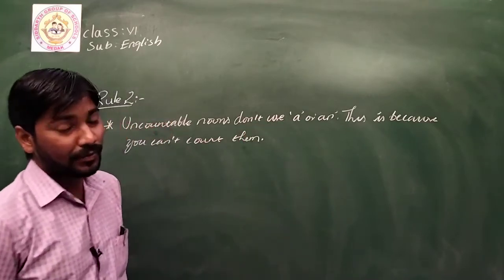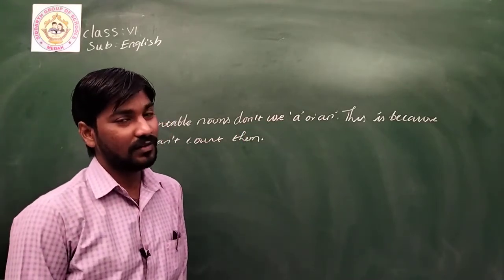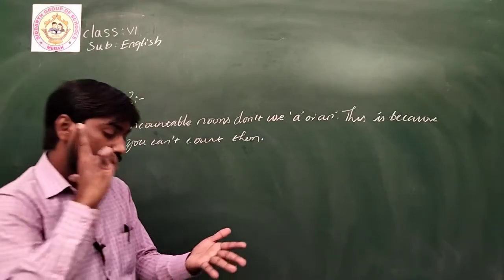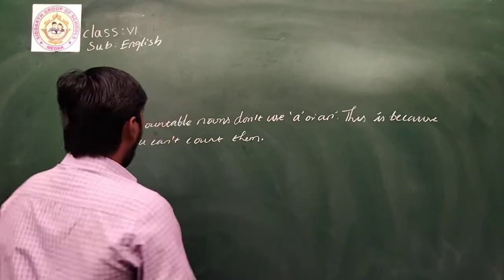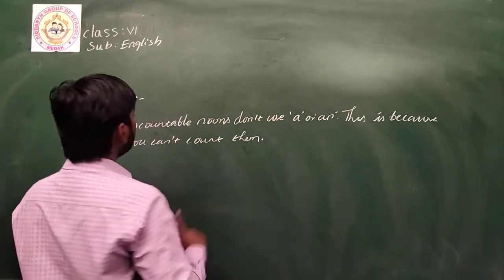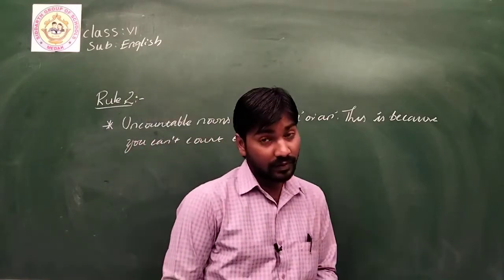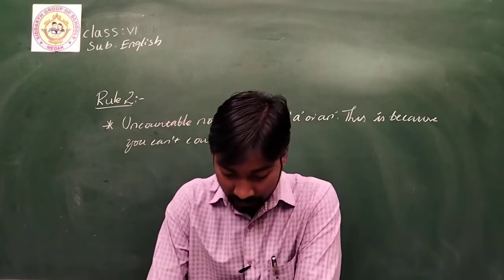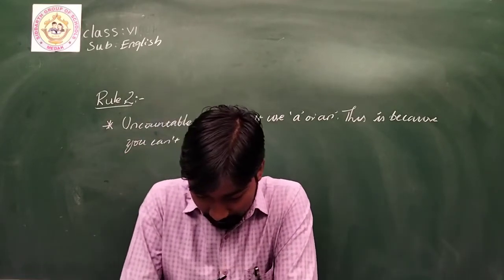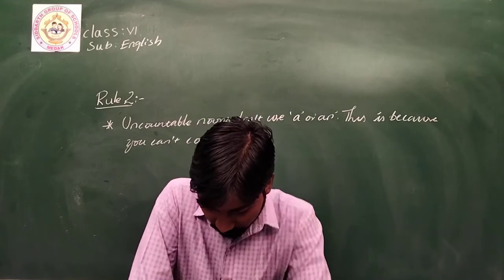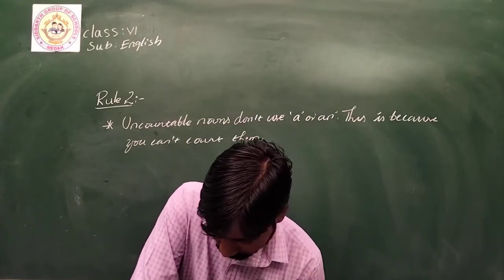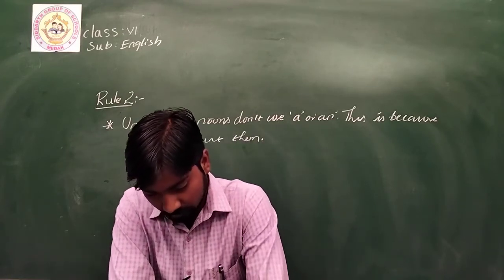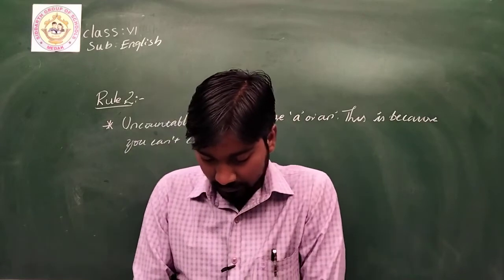So where we use a or an, in the previous one we discussed, we will use a or an only before single countable nouns. Where we won't use a or an means before uncountable nouns. Uncountable nouns. Example.